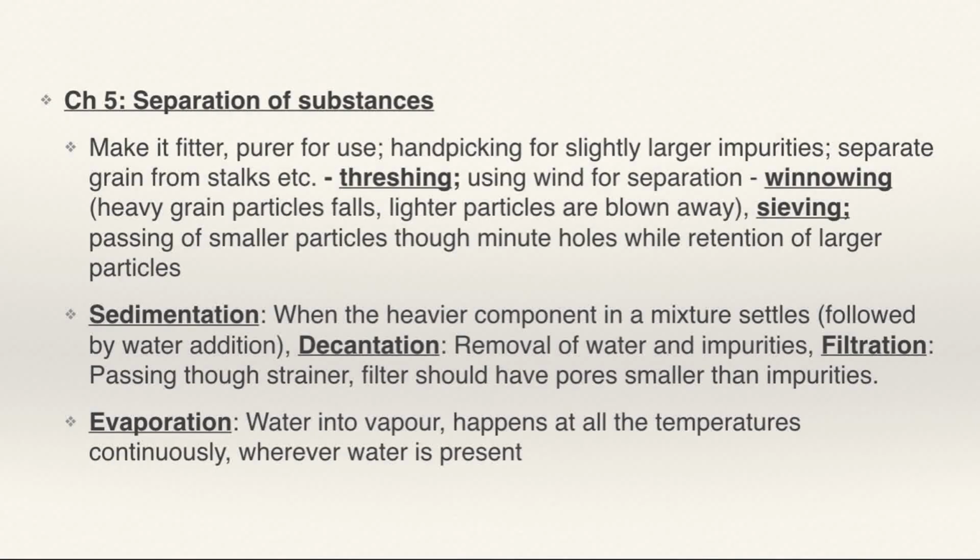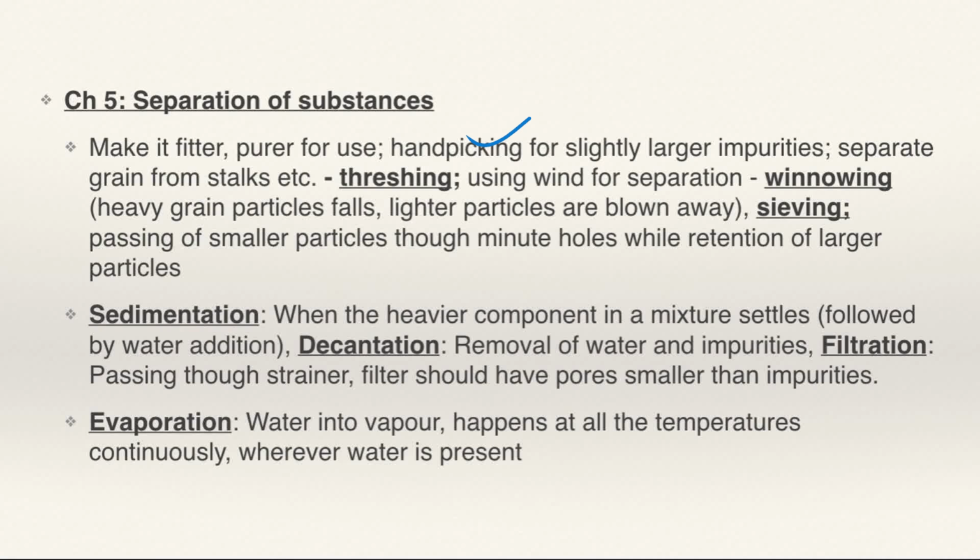So next is chapter 5, that is separation of substances. Basically we have impurities and we have the material which we need to separate them from. So what we do is try to make it purer, free of impurities, and fitter for use. We can use hand picking for slightly larger impurities, like when we cook. We separate pulses from the material which we are not supposed to eat. We can separate grains from stalks, etc.